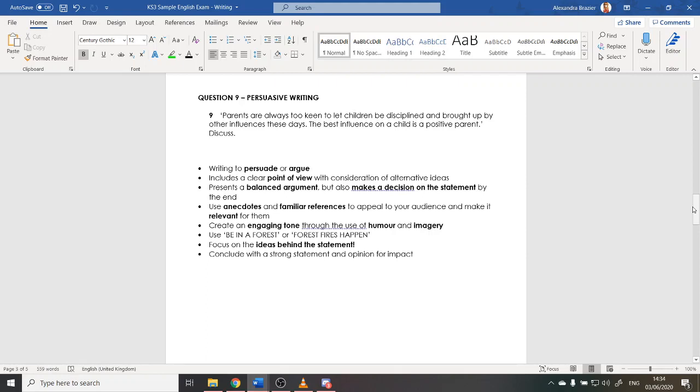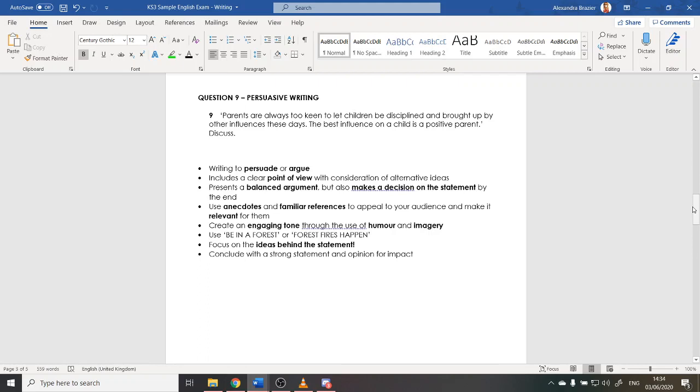Using Bee in a Forest or Forest Fires Happen. Focusing on the ideas behind the statement. This statement isn't really about parents being lazy, it's about what is the best influence on a child. And concluding with a strong statement and opinion for impact.